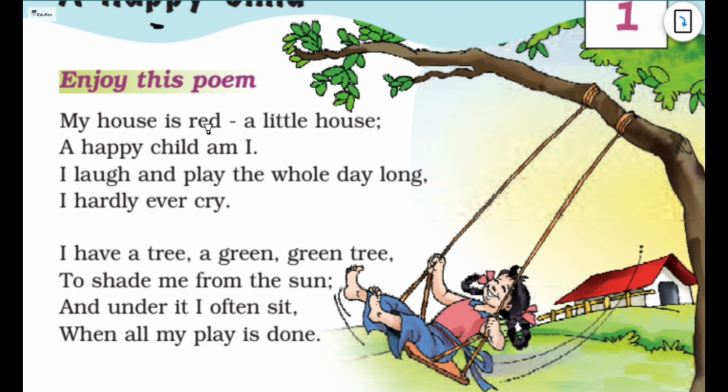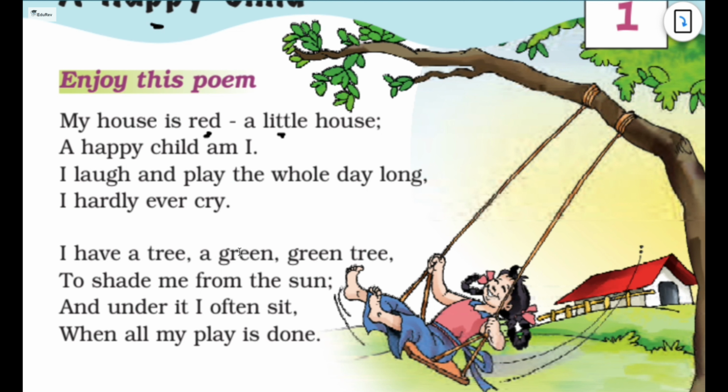My house is red. So, what is the color of the house? Red. And it's a little house. So, it's a very small, tiny house. A happy child am I. I laugh and play the whole day long. I hardly ever cry. I have a tree, a green tree.